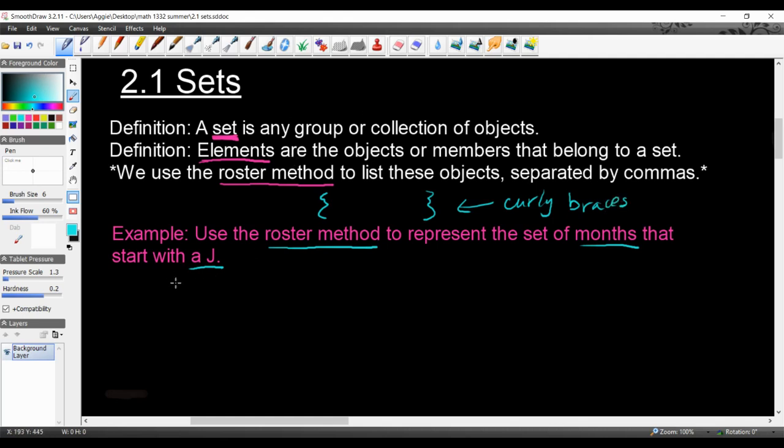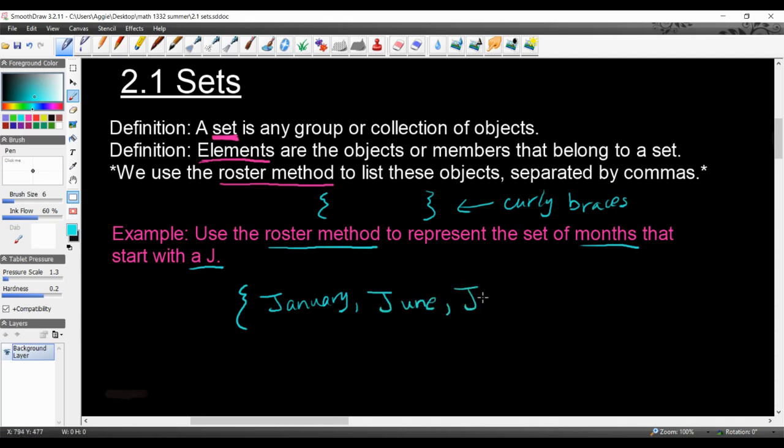Okay, so we're going to go ahead and do that first. We're going to start with our curly braces, and I'm only going to do one because I don't know how long the list is going to be. It says to represent the set of months that start with the J. Starting with January, that would be our first one. So January. Let's see, January, February, March, April, May, June. So June is the next one.